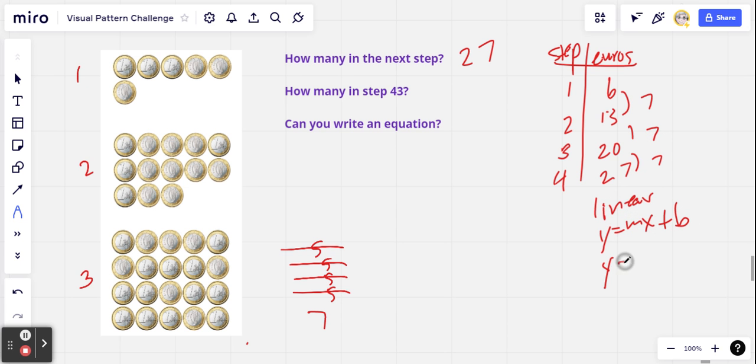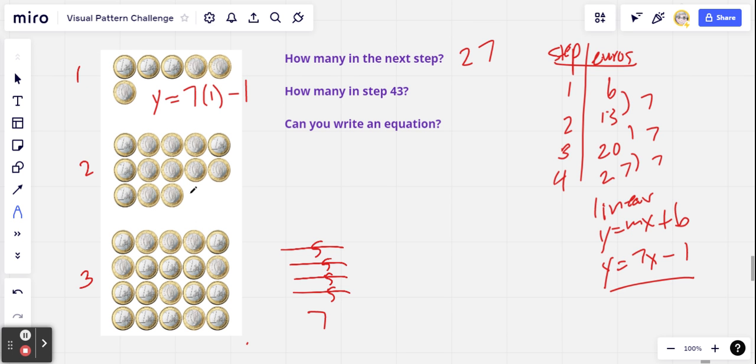So y equals 7x. We don't know what our b is yet, so let's try out the stem of this equation with step 1. So y equals 7 times, and for x we put in the step number. That's what x stands for. 7 times 1 would be 7, but we have 6 euro coins here. So that's 1 too many. We're actually going to have to subtract 1 to get to 6. So 7 times 1 is 7, minus 1 is 6. That's how many coins we have here. So our b is actually negative 1, and this should be our equation.